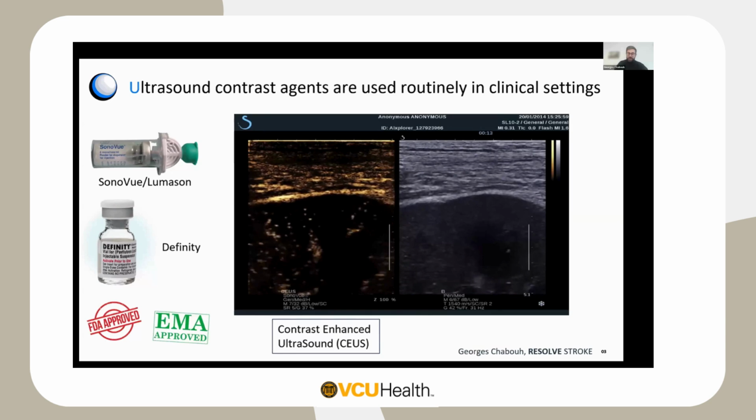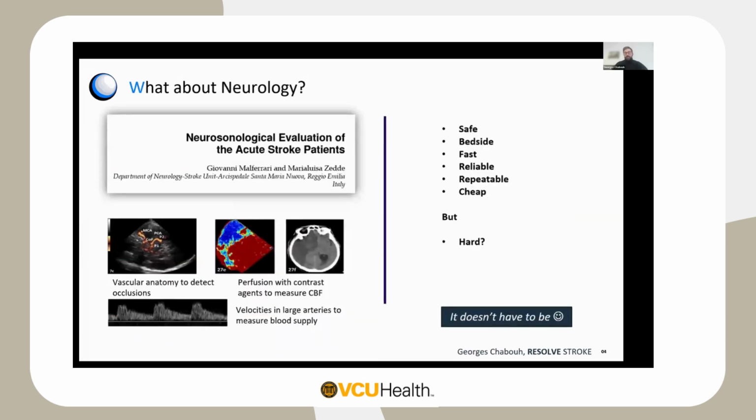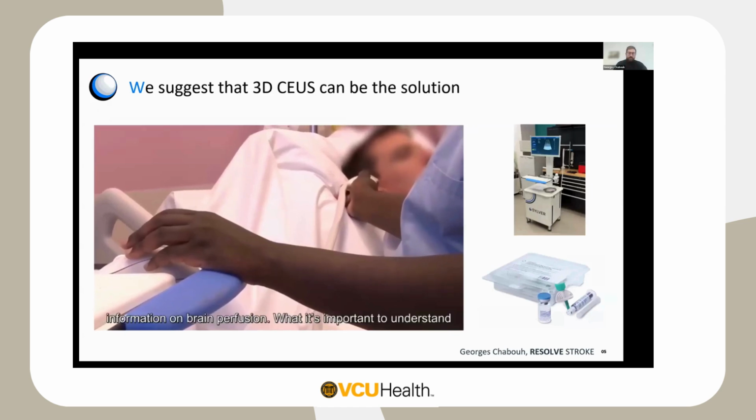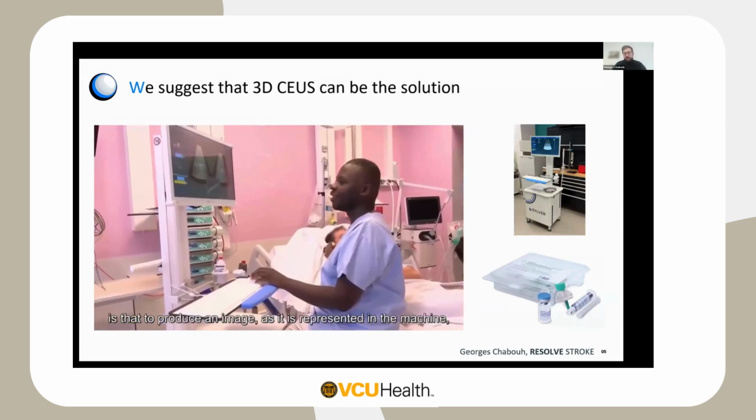So the question is, what about neurology? Why could we not also have a nice morphology, not only from the bone perspective, but also from the vessels? And also, why could we not get perfusion? Why do we have to always go to the CT? And of course, ultrasound is safe, can be used bedside, cheap, repeatable. So it shouldn't be that hard. So we suggest that 3D contrast enhanced ultrasound can be the solution.